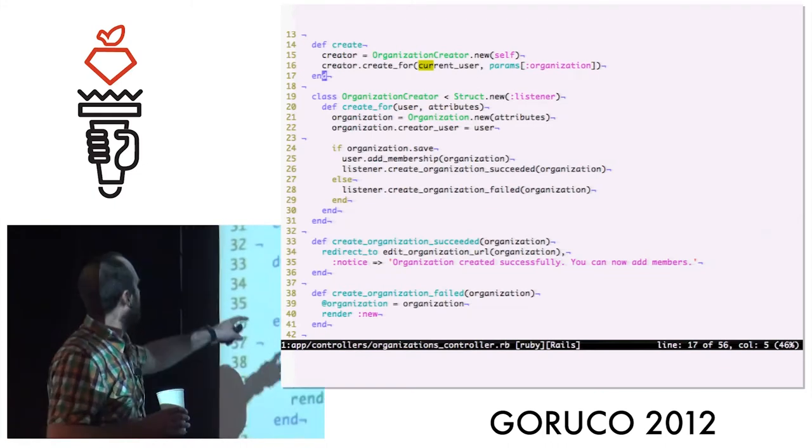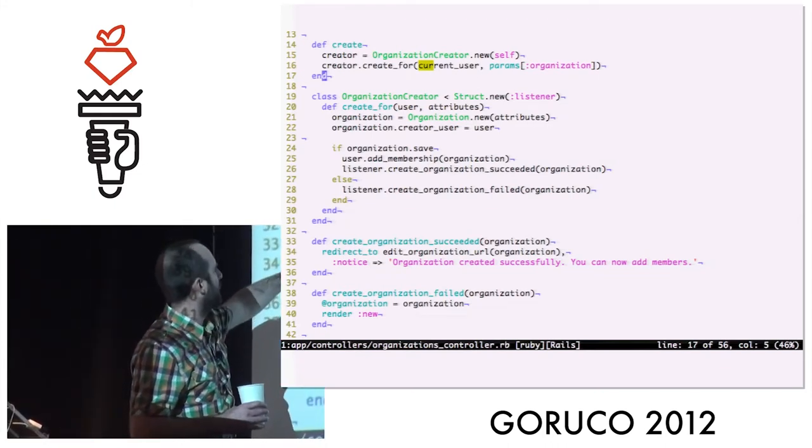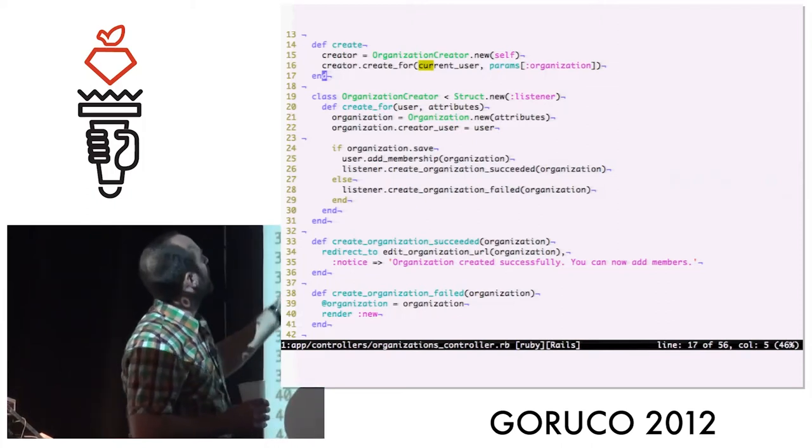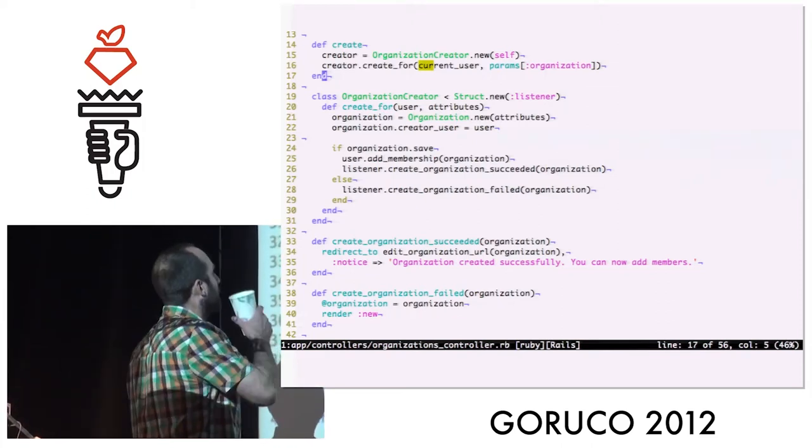Notice as well that when we did the instance variable, we didn't even need an instance variable here. We just cleaned that up. So we've got that extracted out in its own object.